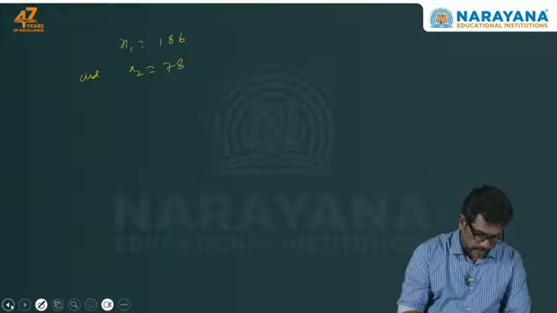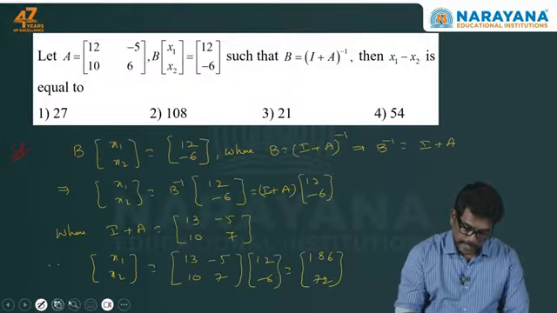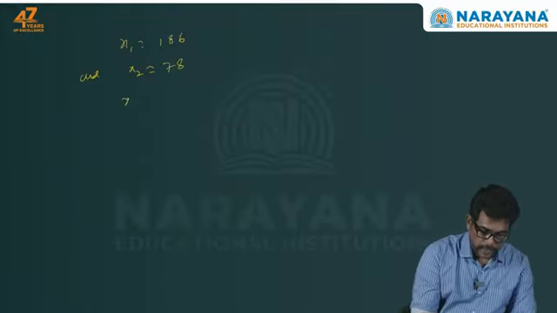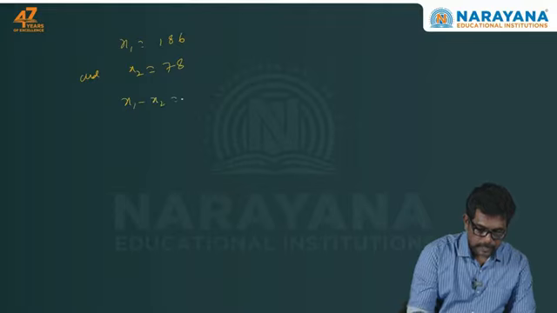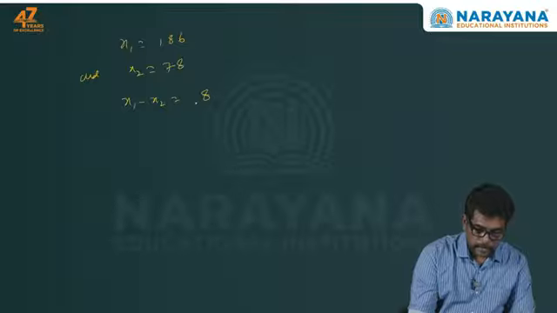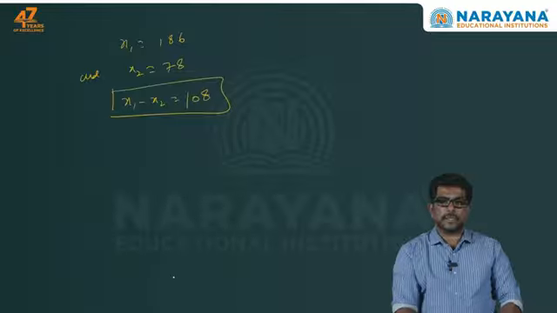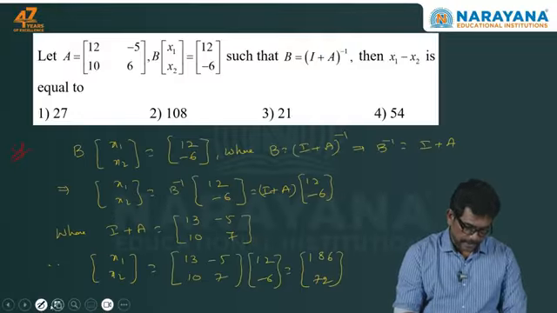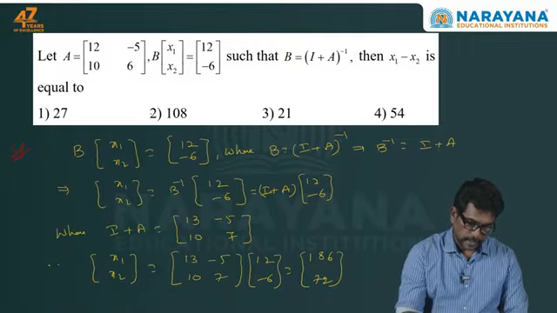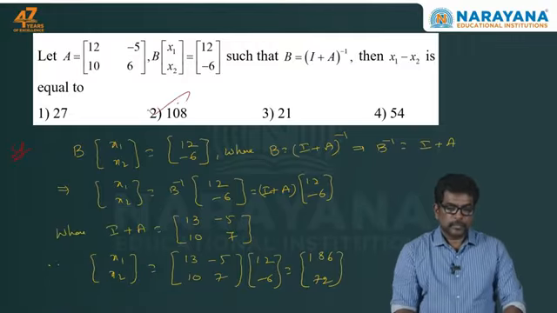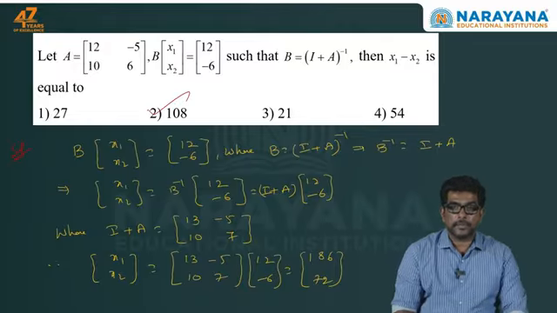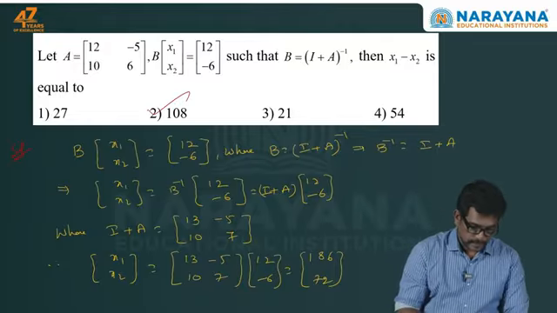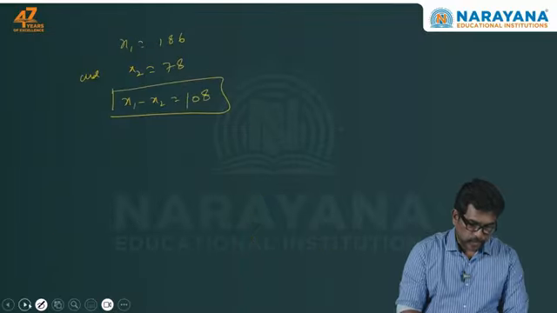They asked for x1 minus x2. x1 minus x2 is equal to 108. So option B is right. Option B is right. It is a moderate problem. It takes hardly 2 minutes. Next, move on to the next problem.